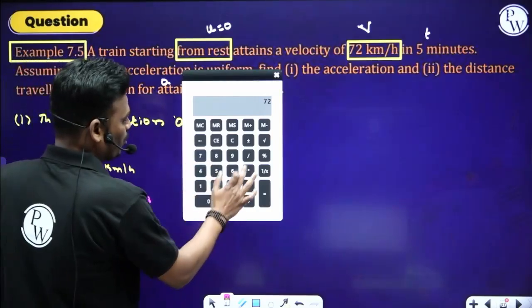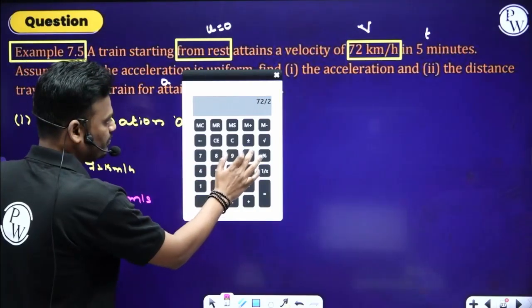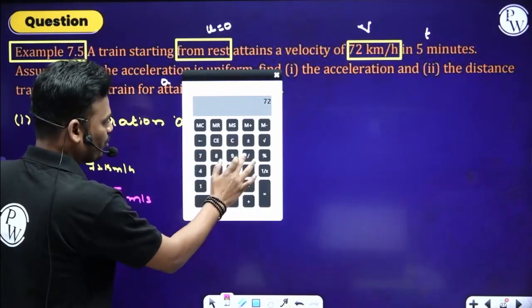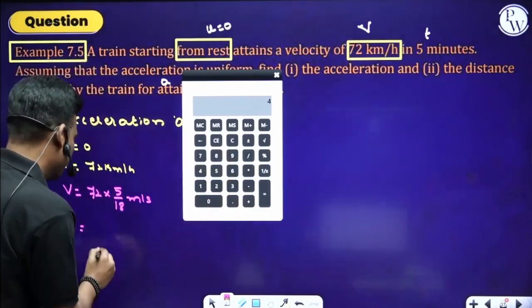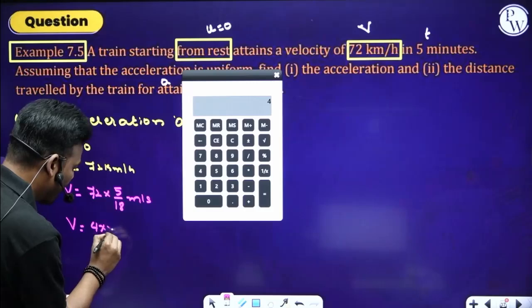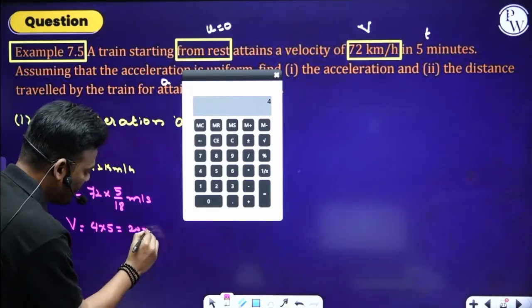So 72 divided by 18. How much is it? It is 4. So 4 into 5, that is 20 meter per second.